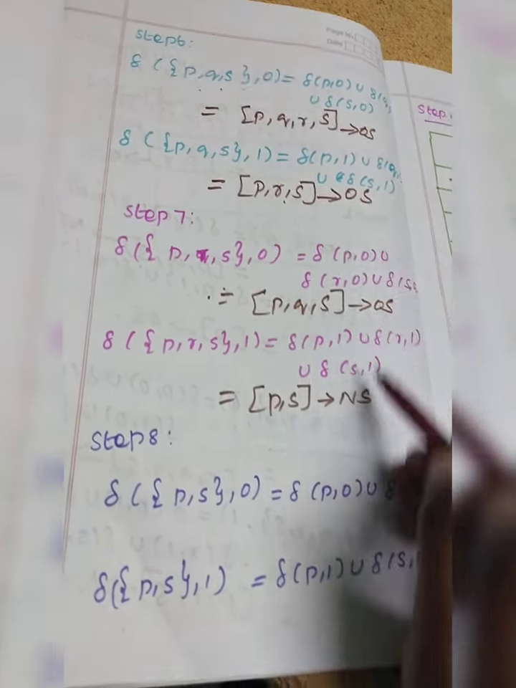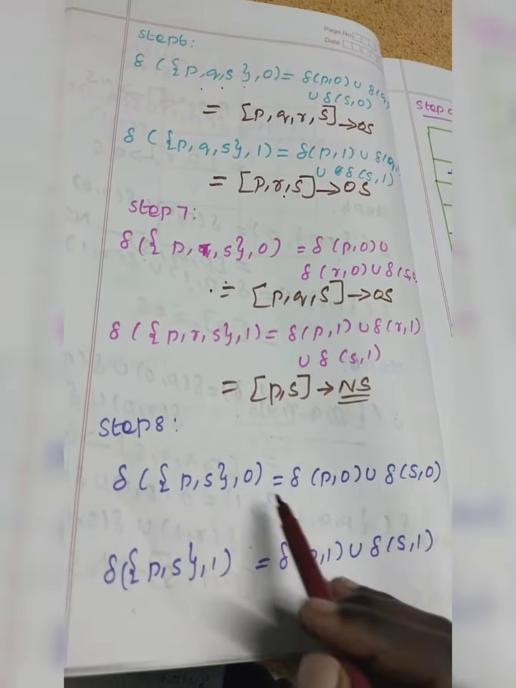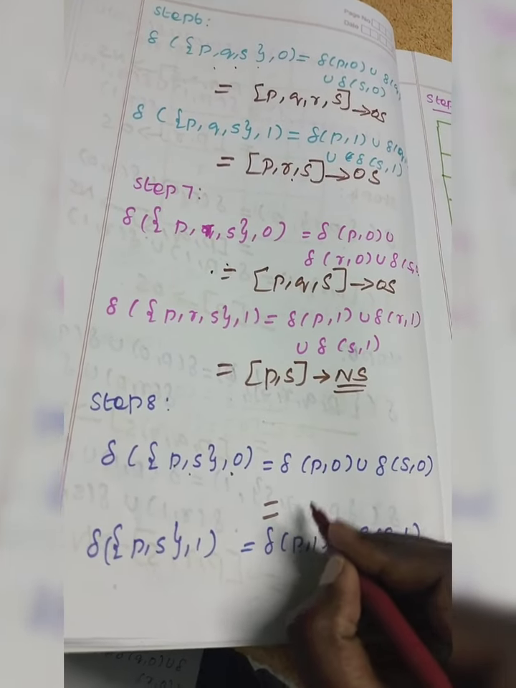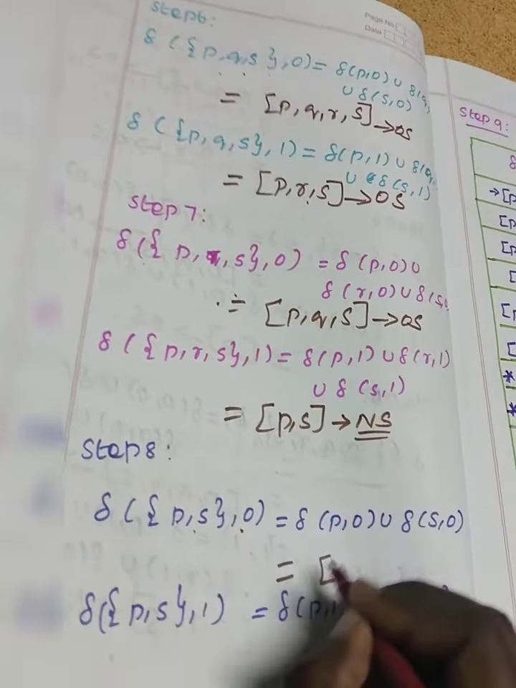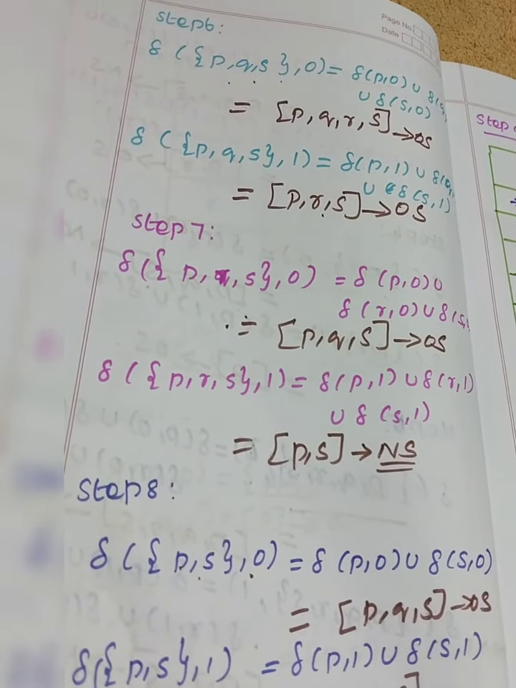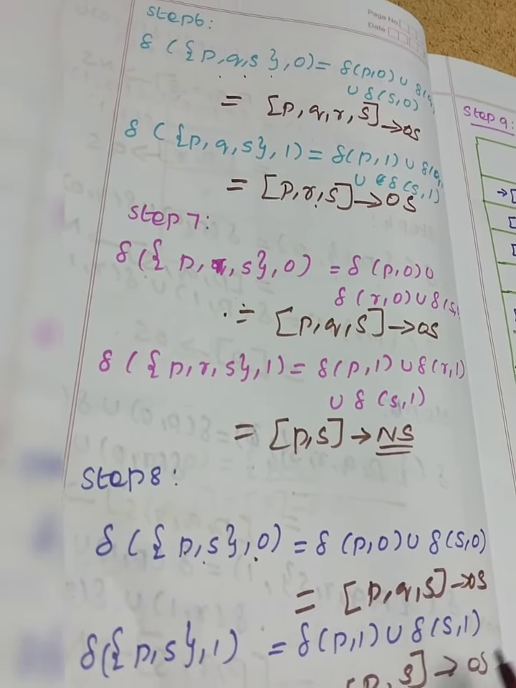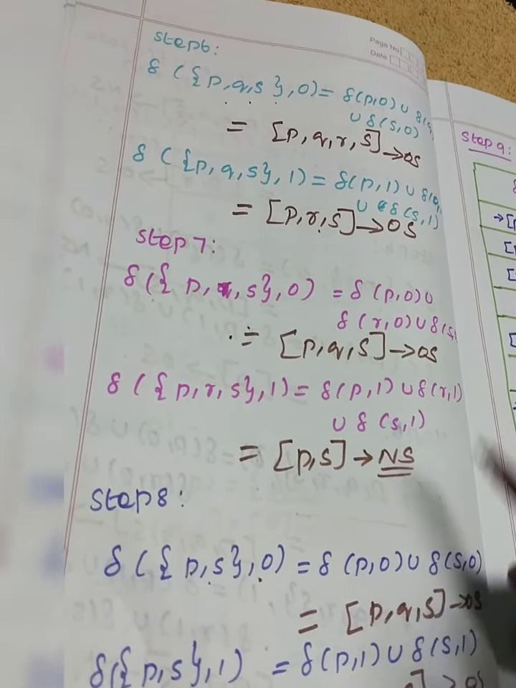So here you got only one new state. I am writing that in the 8th step. So PS with the input 0, you get P, Q, S, I think. P, Q, S we already processed, so that is an old state. If you are processing P, S with the input 1, you get P, S. P, S is also an old state. So I think all the new states have been processed. So here the steps ended.